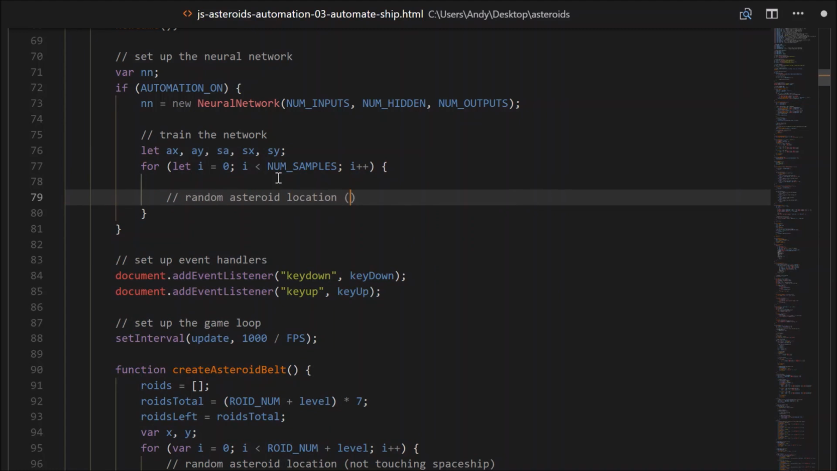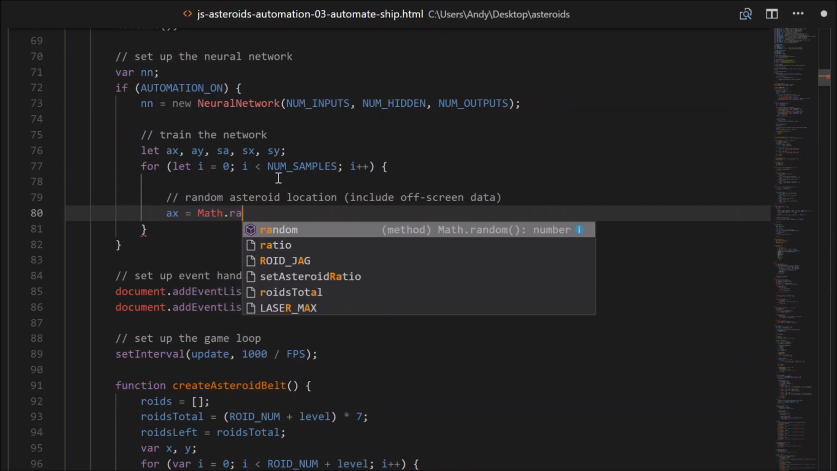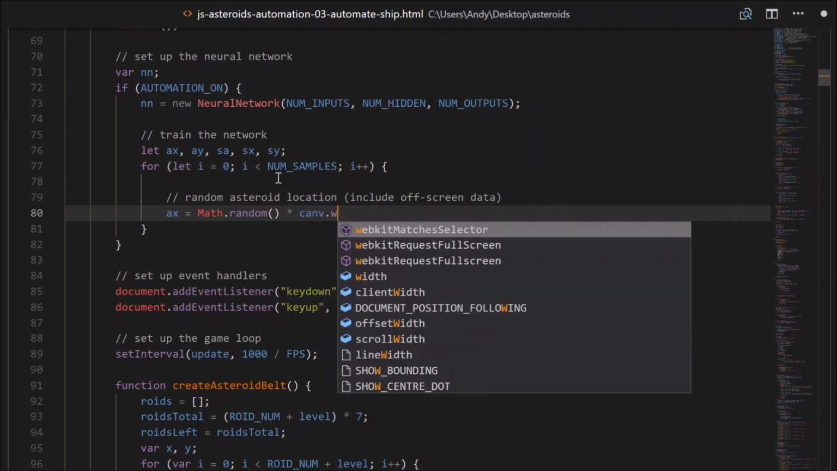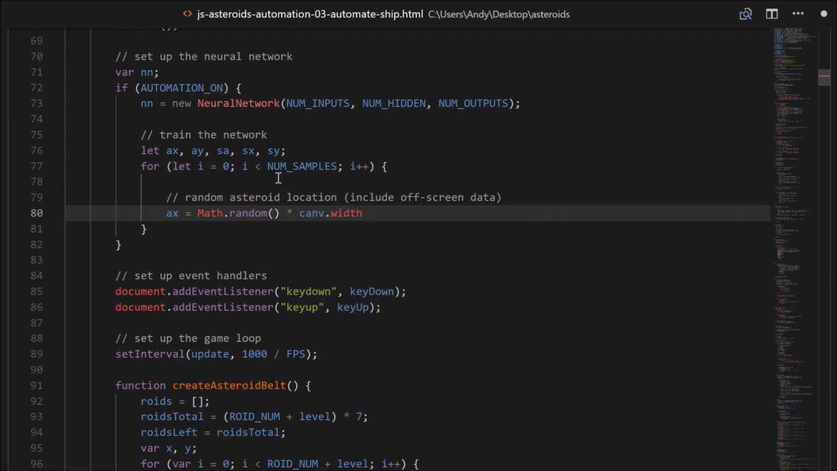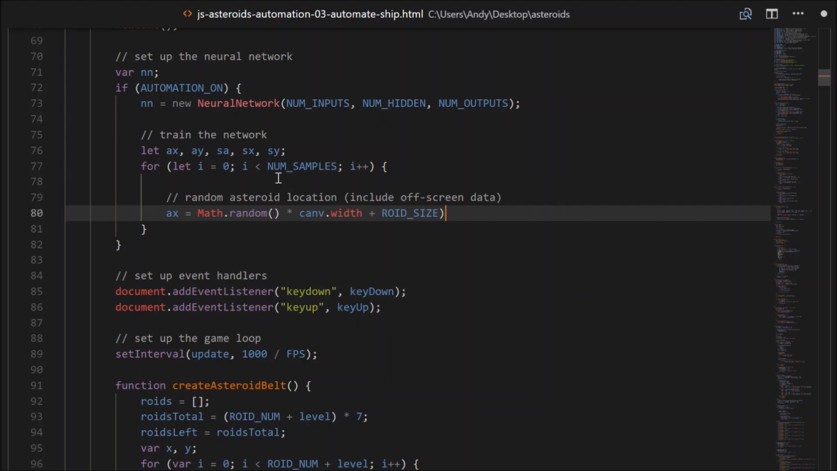But we have to remember that asteroids can float off the left and right of screen, as well as top and bottom, up to their radius. So we'll have to include off-screen data here as well. So AX will equal a random point, random times by the width of the screen, so canvas.width. But because it can go up to its radius off the left and its radius off the right, that will mean we'll have to add the total with the size of the roid here. Roid size, which is the diameter in effect.